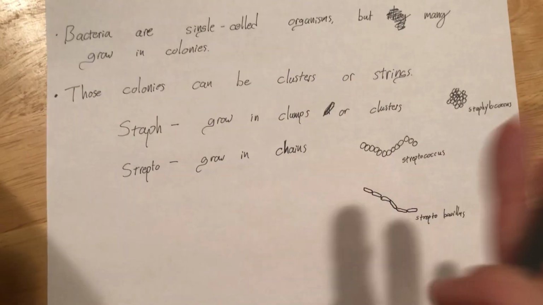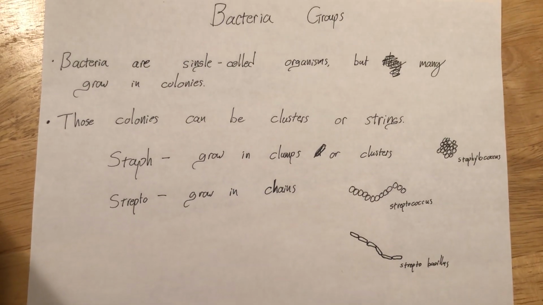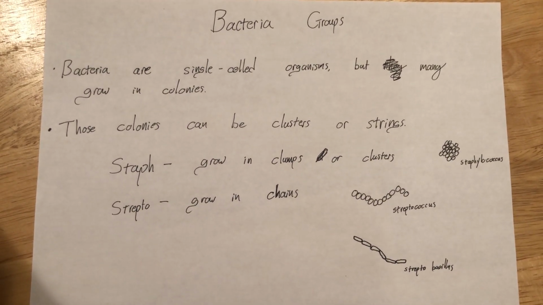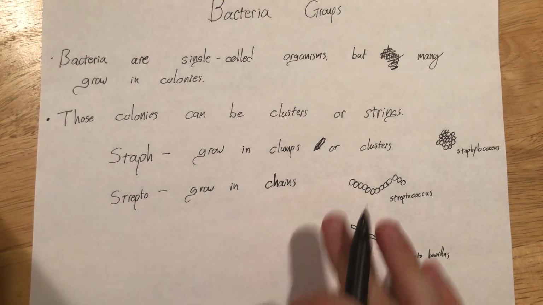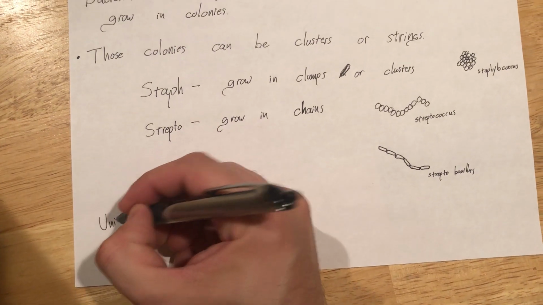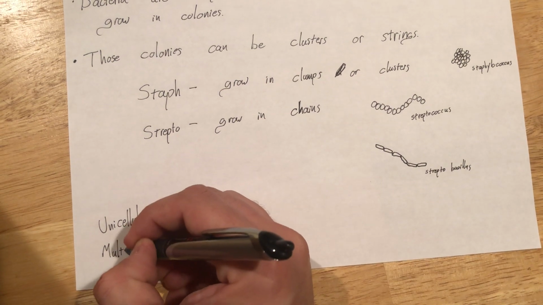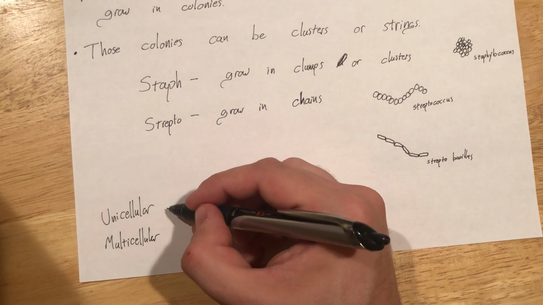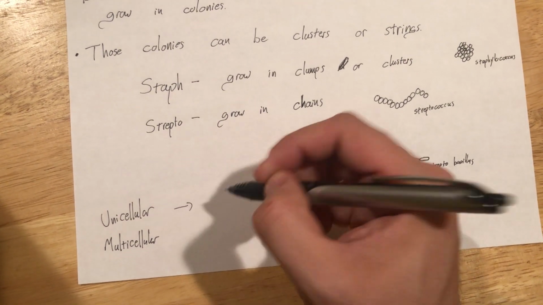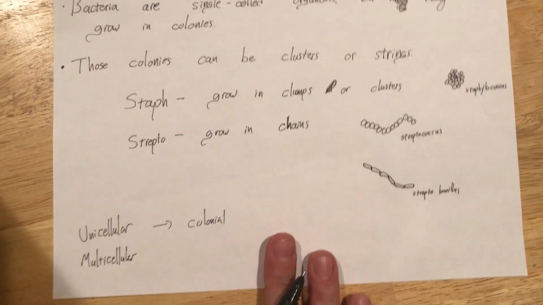Last slide is bacterial groups. Generally, we classify cells broadly as unicellular or multicellular, right? Unicellular has a subgroup, which is colonial. Colonial bacteria form colonies. They form groups.